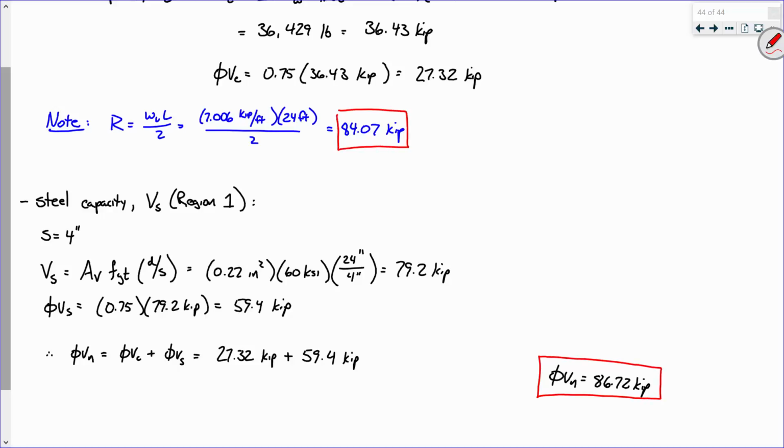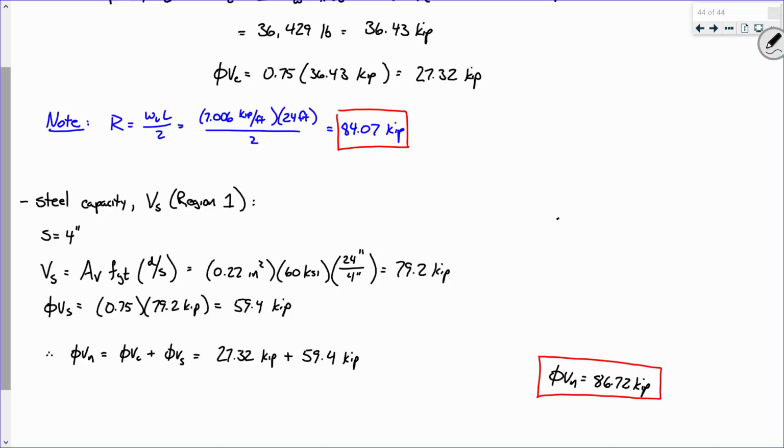But here's the thing. Let's be clear. As I get farther and farther away from the supports, what happens to the shear in the beam? The forces in the beam? They go down. So this capacity is based on a spacing of 4 inches, but I'm comparing this against the shear right here at the support.